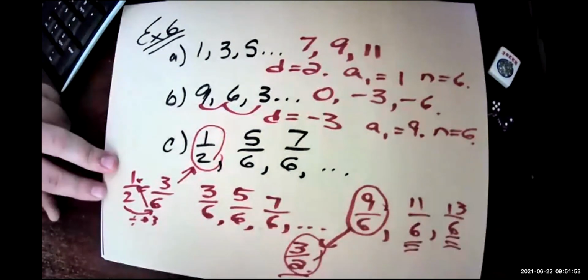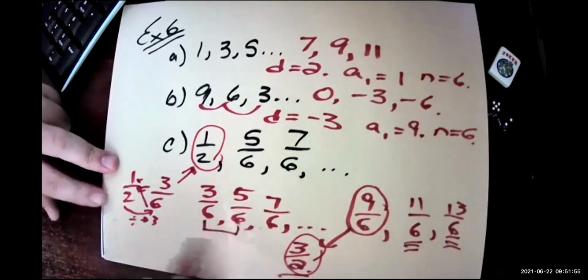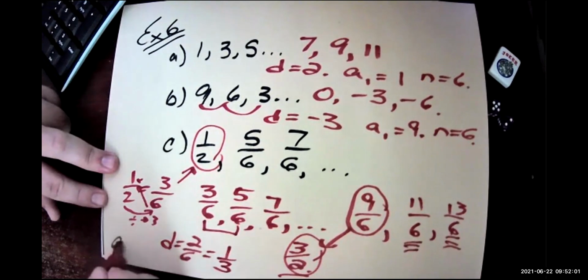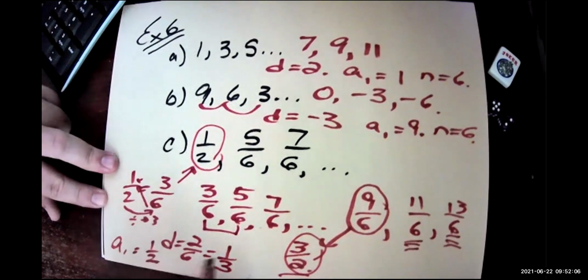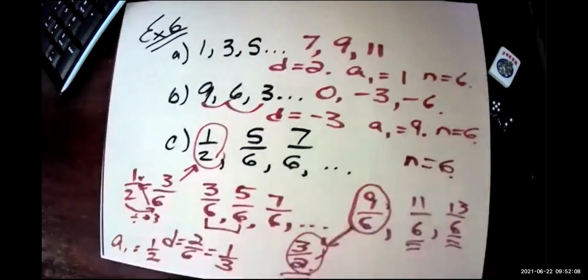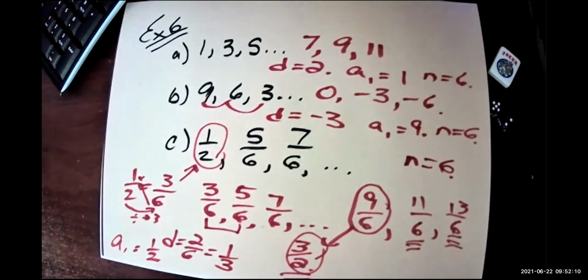What is the common difference this time? You'll notice the change from here to here is 2/6, which is also known as 1/3. Last, what is the actual first term here? A sub 1 for this is 1/2. And how many terms are there? 6 ultimately. Right?